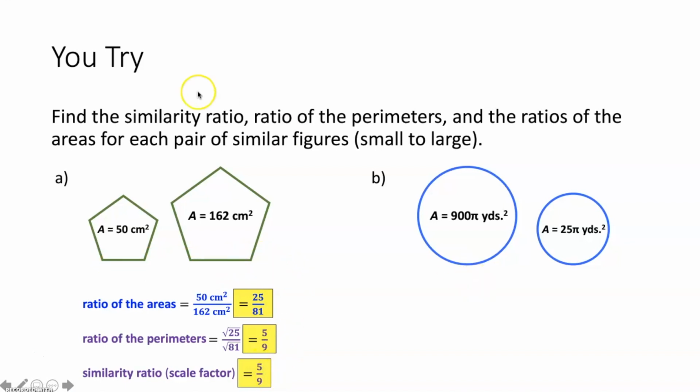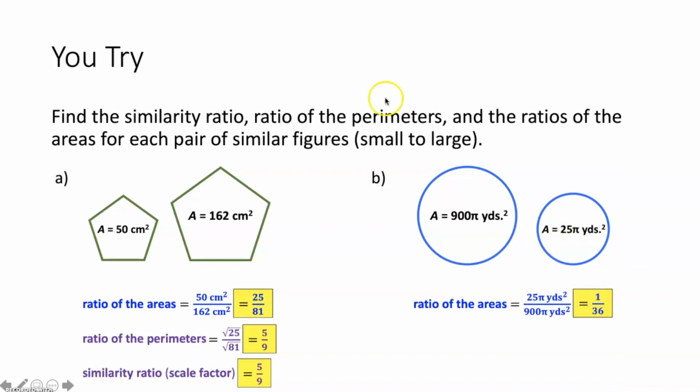Part B, doing the same thing. We again want to find the similarity ratio, ratio of the perimeters, and the ratio of the areas, but we're given the ratio of the areas. So we have to start by finding the ratio of the areas. So we take the area of the smaller circle and put it in a ratio over the area of the larger circle. We then simplify this down, the pi's cancel out, and 25 over 900 simplifies down to 1 over 36. That is the ratio of our areas here.